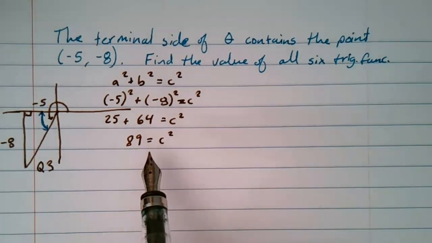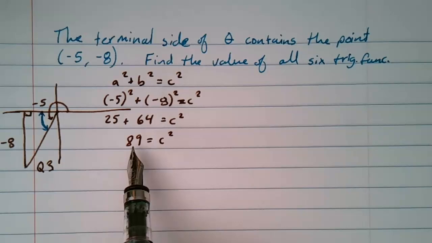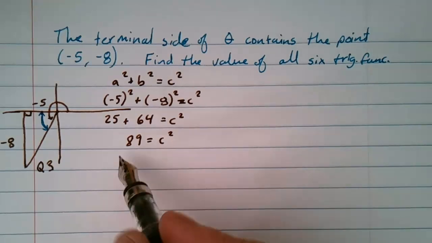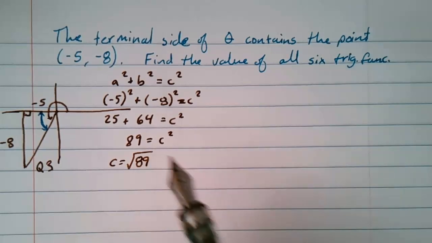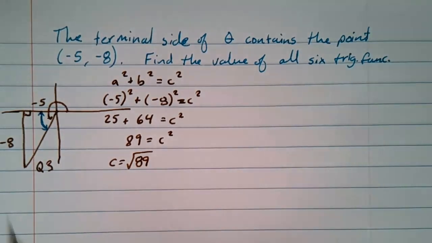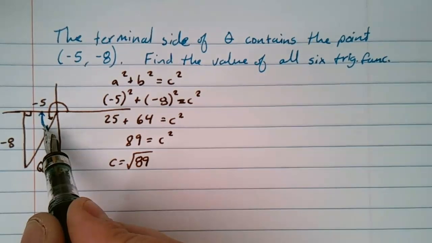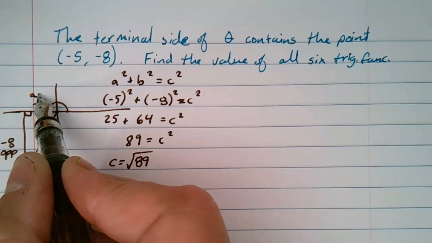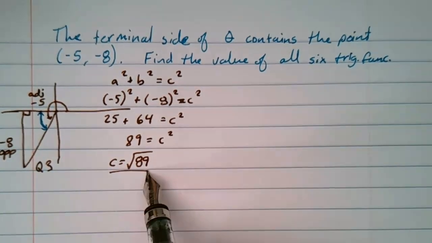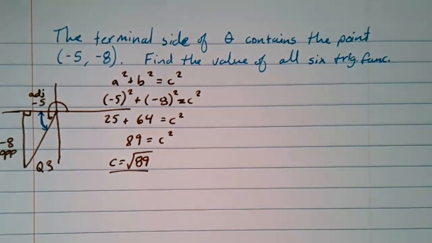And you are going to make sure that 89, when you take the square root of it, does not reduce. Make sure it does not reduce. In my case, it does not. And so we get c equals root 89. So now, theta prime is here. That makes this guy here the opposite. That makes this one the adjacent. And you know the hypotenuse. Well, if you know the opposite, the adjacent, and the hypotenuse, you can start solving these problems.